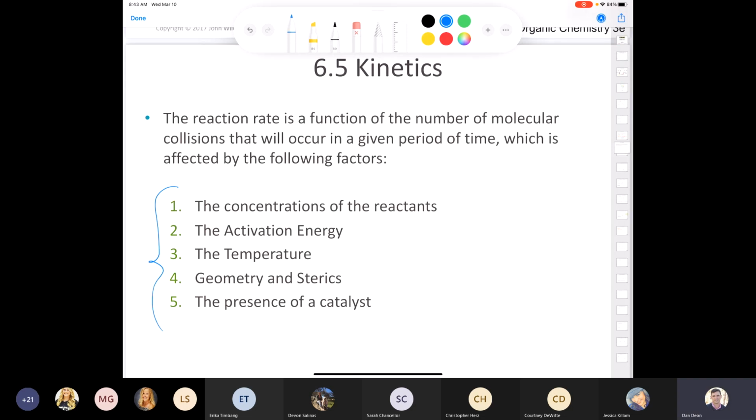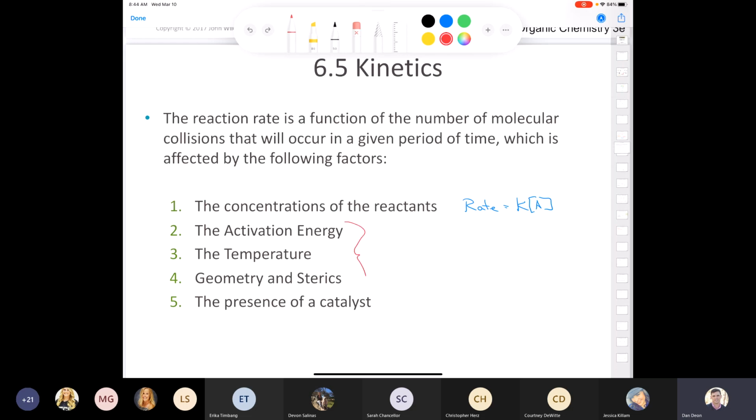The concentration of the reactants, okay? If you go back to your rate laws from general chemistry 2, you learn things like this. The rate is equal to k times [A], let's say for a first order reaction, okay? This is just an example off the top of my head. But what do we know? If the concentration of A increases, this is a direct relationship, therefore the rate of the reaction is going to increase. Also, what about activation energy? Things like temperature, geometry, and sterics, or the presence of a catalyst.